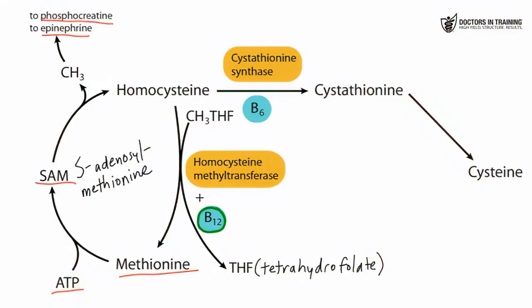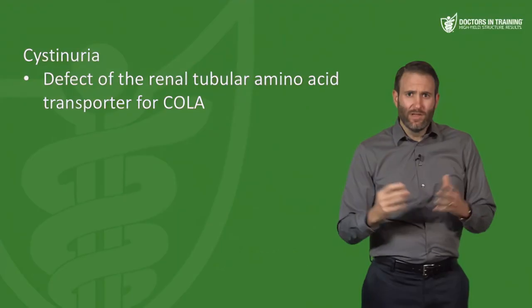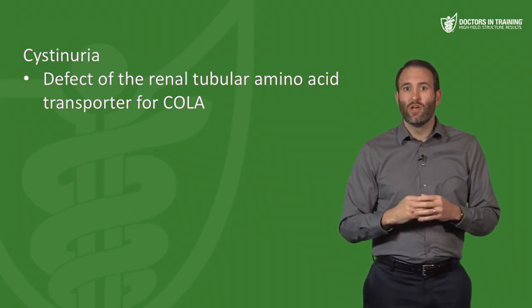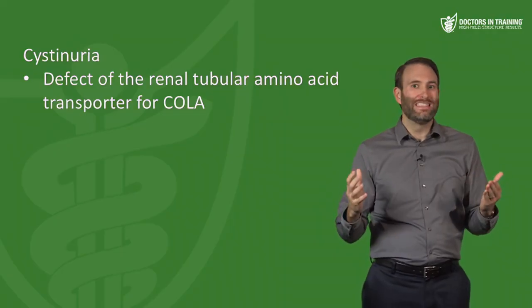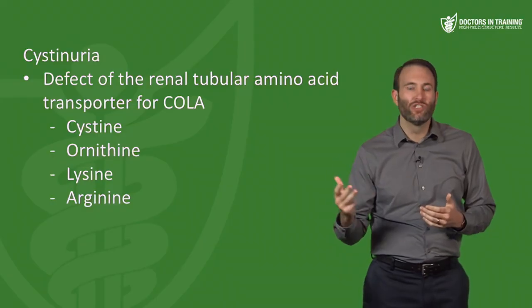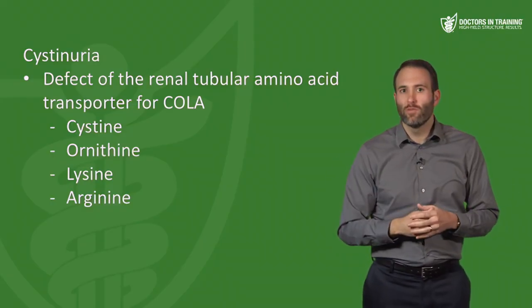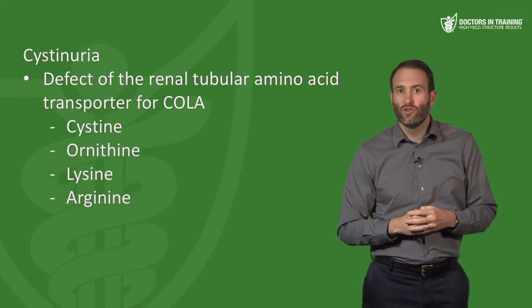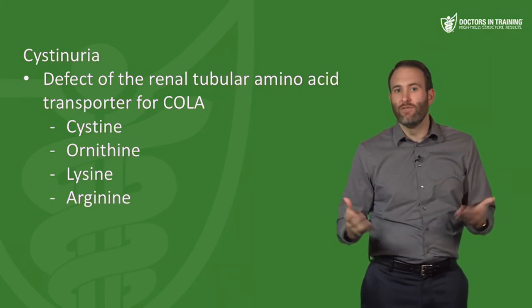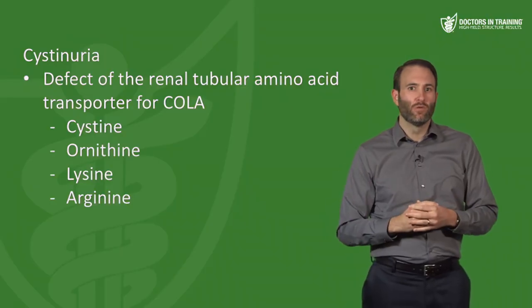There's this long process of you're deficient in one thing, it's going to mean you're going to be deficient in another thing. Now, the next amino acid disorder I want you to know about is cystinuria. Now, cystinuria is a defect of the renal tubular amino acid transporter for what we call COLA, C-O-L-A. And this is a mnemonic for cysteine, ornithine, lysine, and arginine. Now, this transporter is normally found in the proximal convoluted tubule of the kidney. But with cystinuria, you have a defect of that COLA transporter in the proximal convoluted tubule.